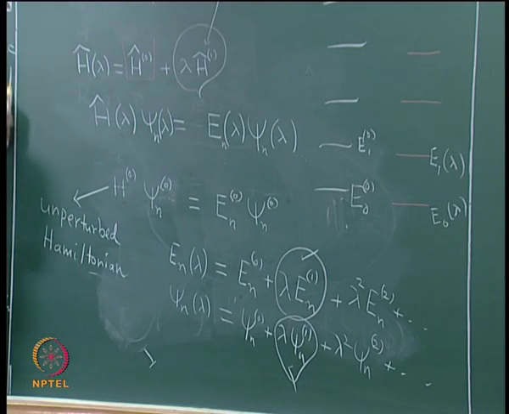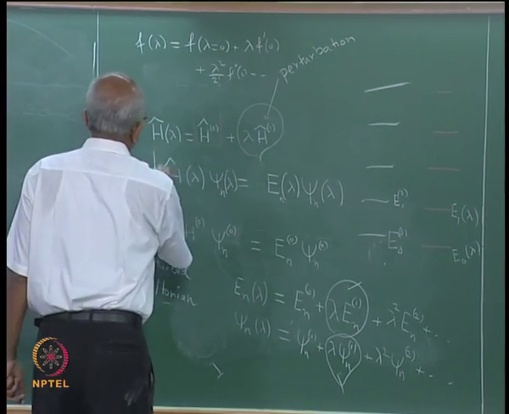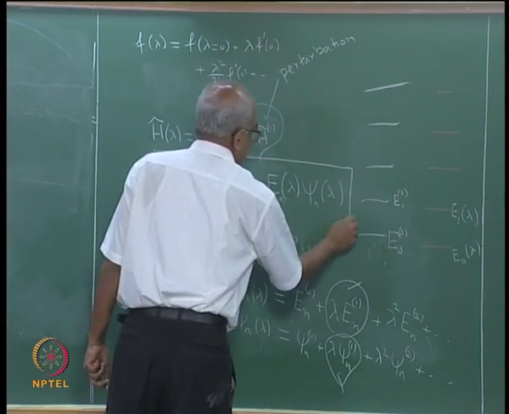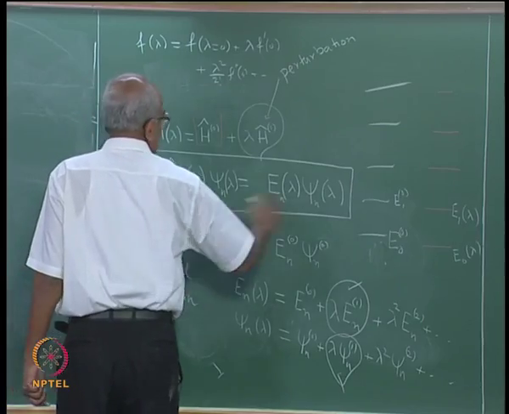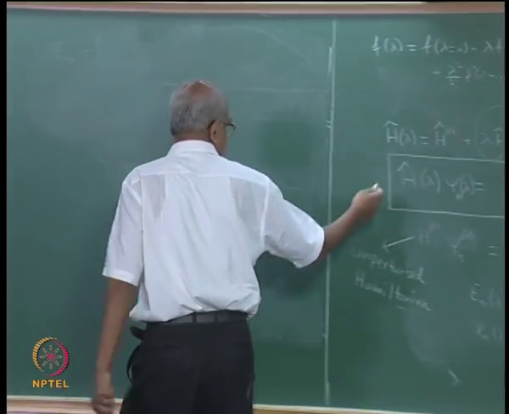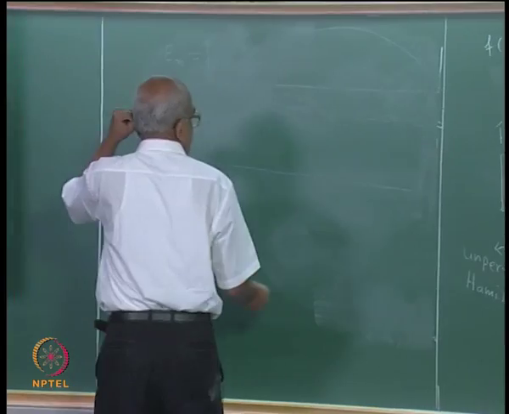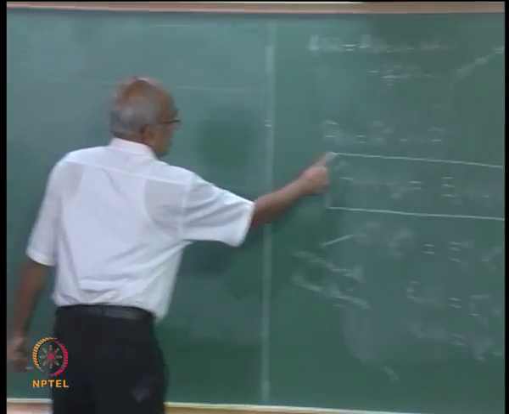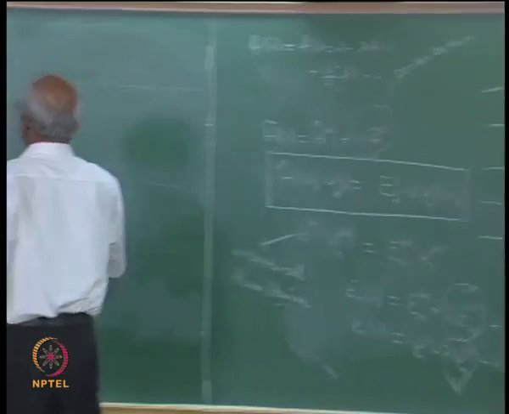So, what am I going to do? I want to determine these things, and of course, you see what I have. I have the Schrodinger equation. This is the time independent Schrodinger equation. So, let me write that equation once more. I know that H lambda is given by this expression.